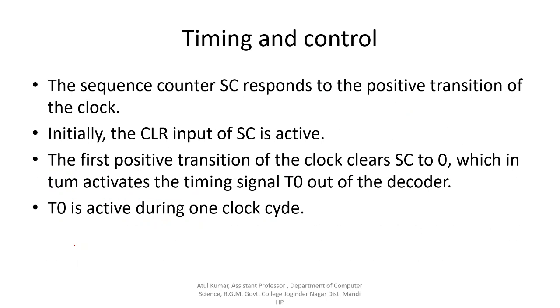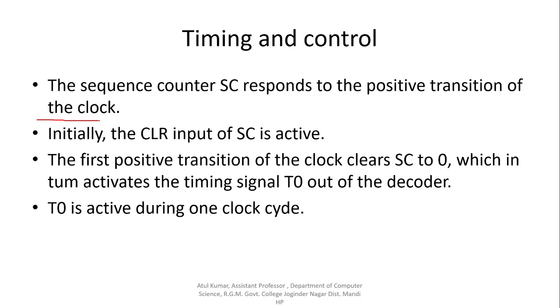The sequence counter responds to the positive transition of the clock. There are two transitions of the clock, one positive and one negative. The sequence counter always responds to the positive transition of the clock, which means that the sequence counter is active with the positive transition of the clock. Initially the CLR, meaning the clear input of the sequence counter SC, is active.